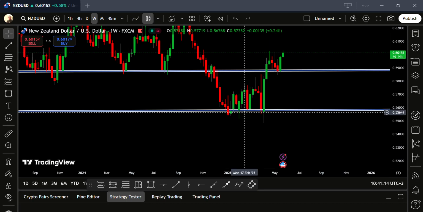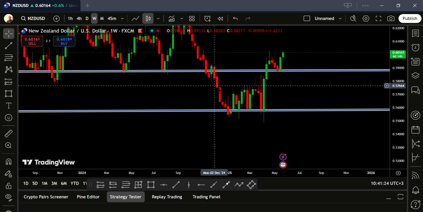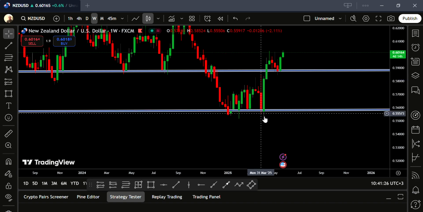So people who said support and resistance do not work, you don't know how to mark your support and resistance very well. The moment you understand how to mark them very well, things are going to be easy for you. So we have been going down, coming down, coming down.